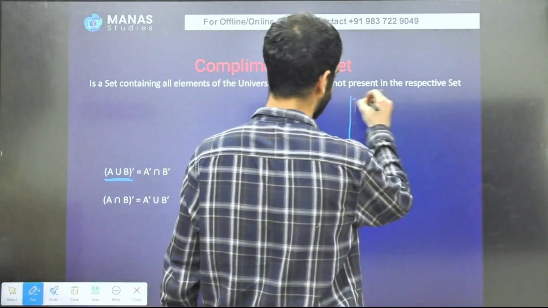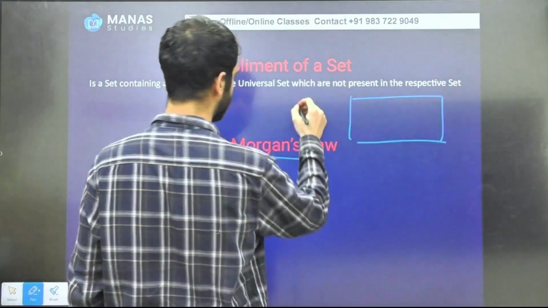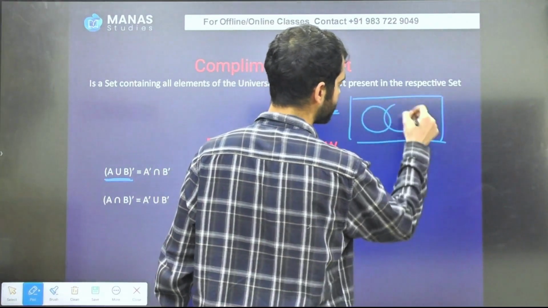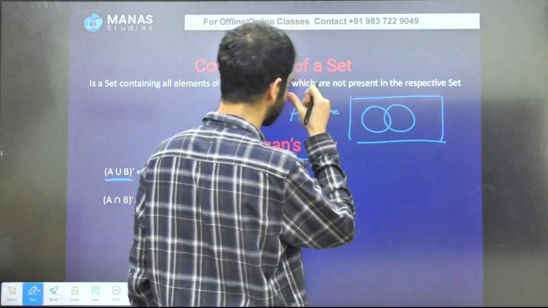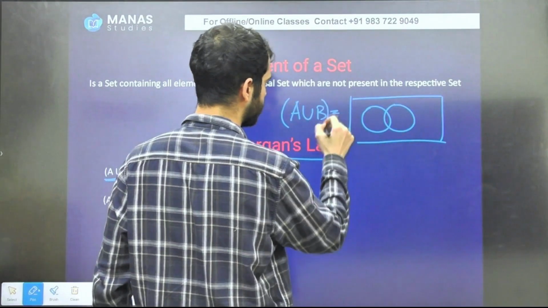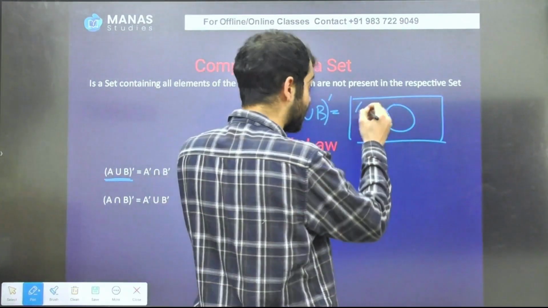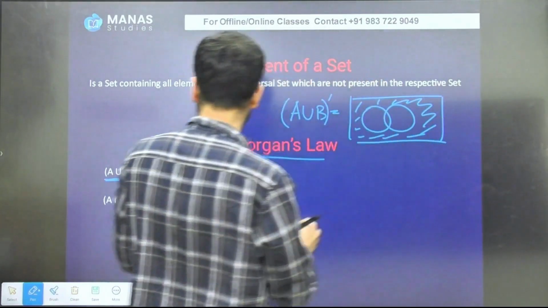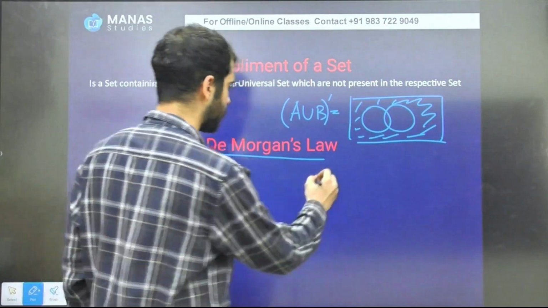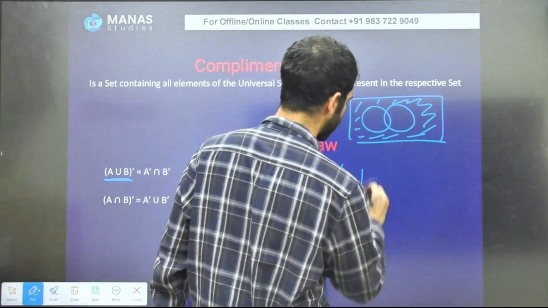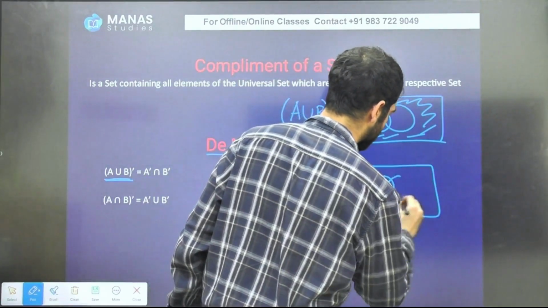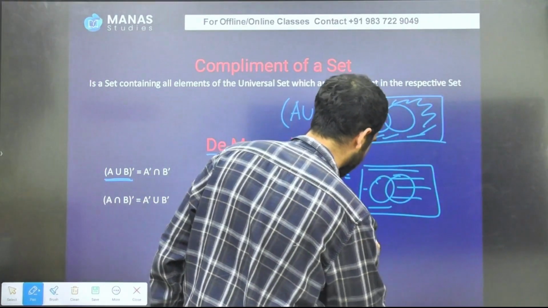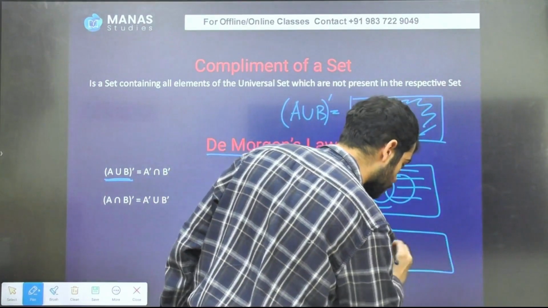Let's use Venn diagrams to look at this. If I write A union B, they can be denoted as the common part inside the two circles. But because it's the complement, it will contain the elements that are not present in A and B. That is this shaded portion. Now let's look at the RHS. A complement will be denoted by the elements which are not present in A. B complement will be denoted by the elements which are not present in B.